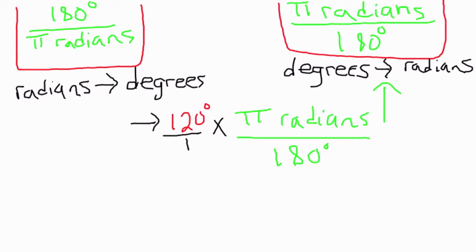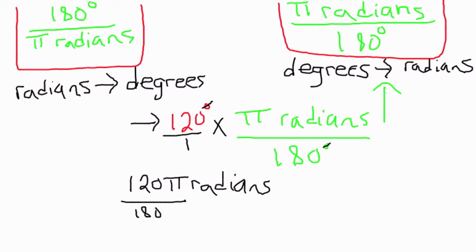Now what's going to happen here is that the degrees are going to cancel. So they cancel out each other. And we're left with, we multiply top times top, bottom times bottom. So 120 times pi radians would simply just be 120 pi radians, right? Over 1 times 180 on the bottom, which would just be 180.